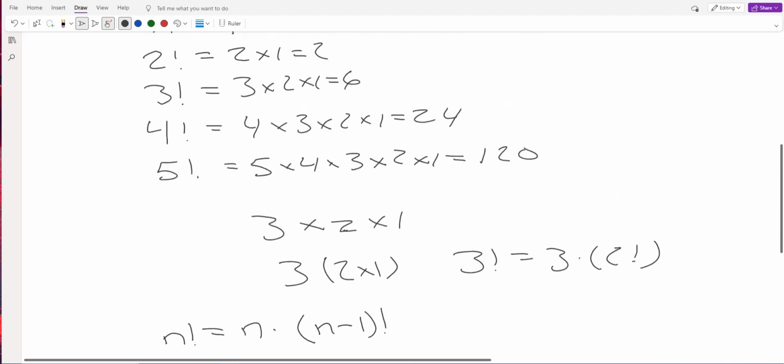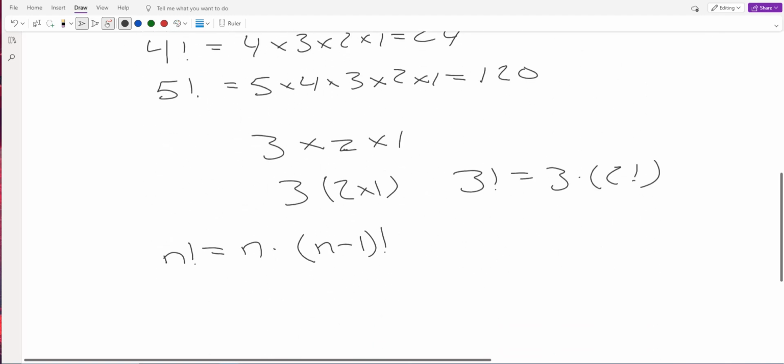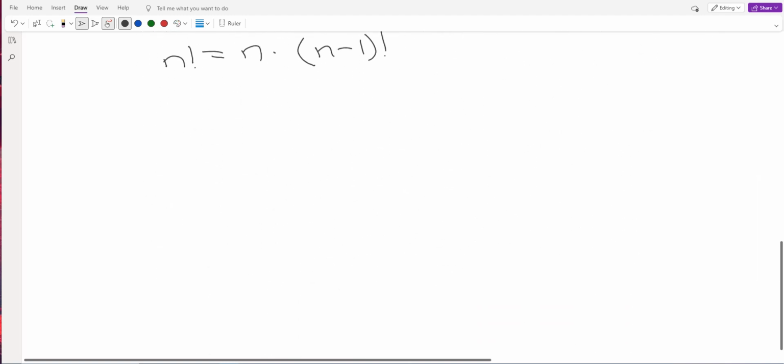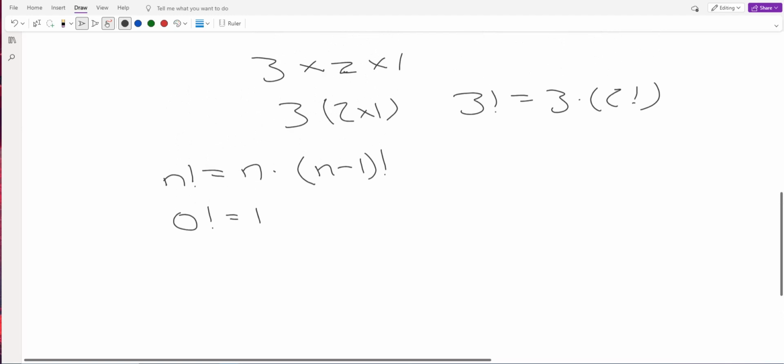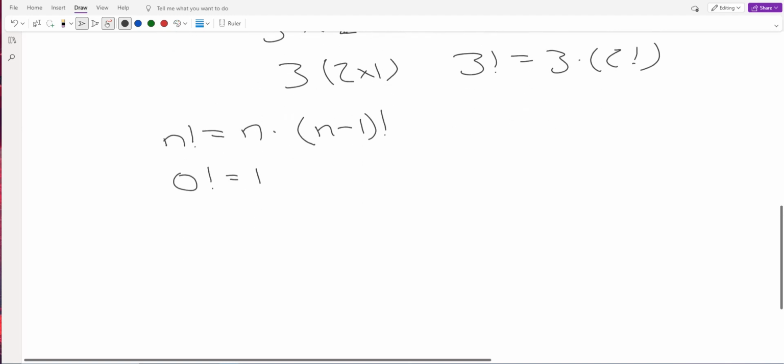And you might be wondering, what is 0 factorial? Well, 0 factorial is just going to be equal to 1. There's quite a few different proofs on this. But yeah, this is more of a convention thing, and you can use some of these formulas that I've shown here to actually figure this out.